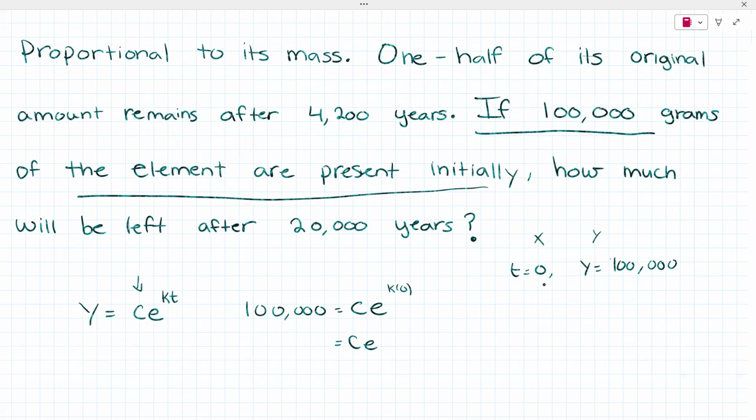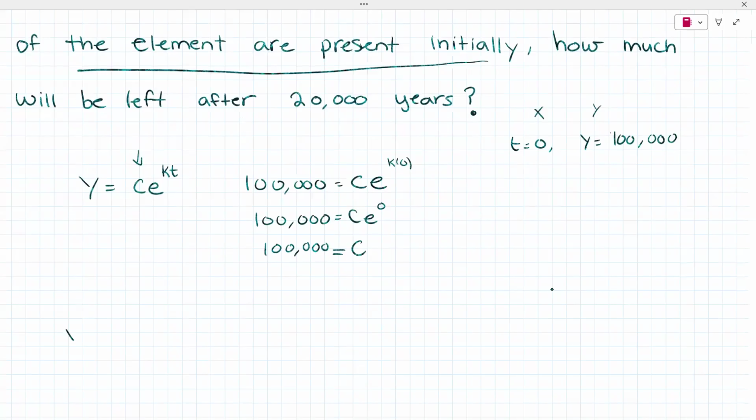So if you put that back into this equation, k times 0 is 0. e raised to 0 is 1. 1 times C is C. As you can see, this is 100,000. Okay. So our initial condition gives our C value as 100,000.